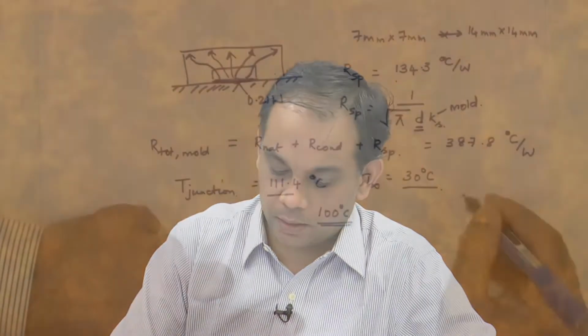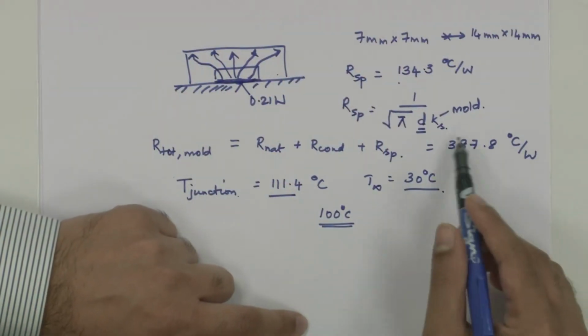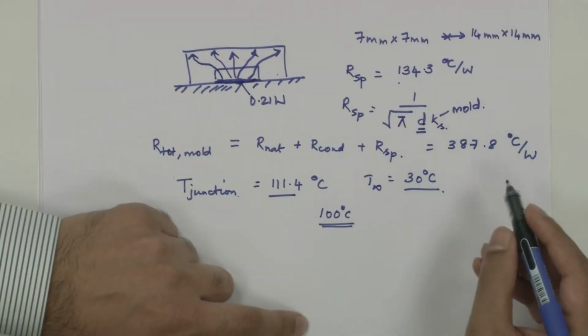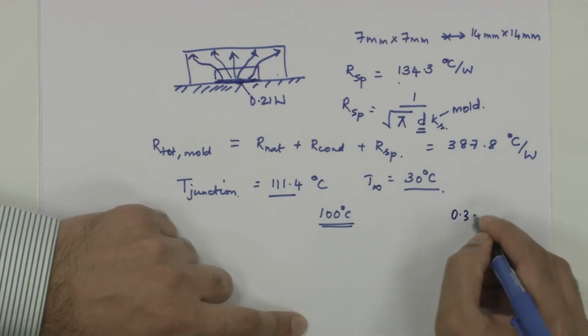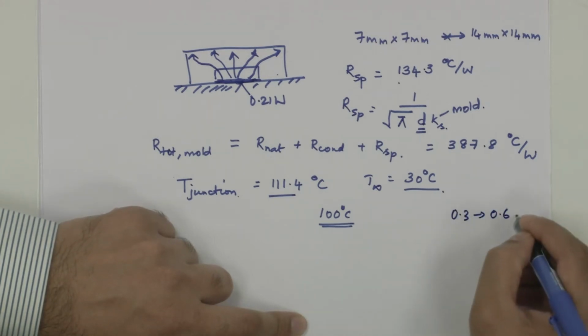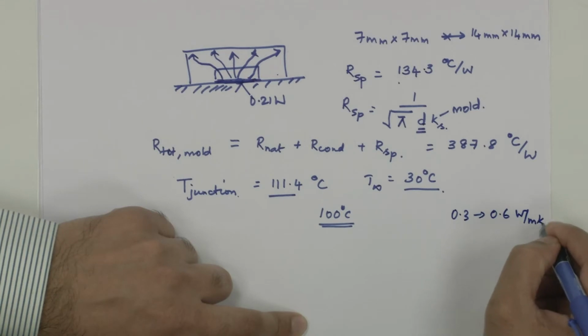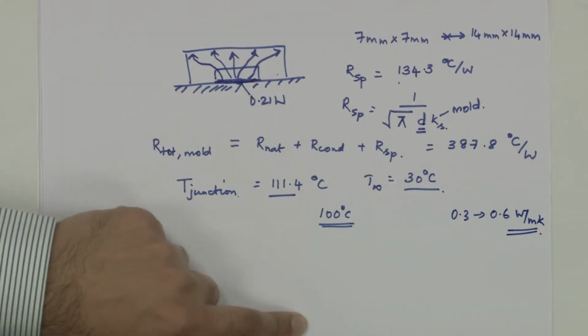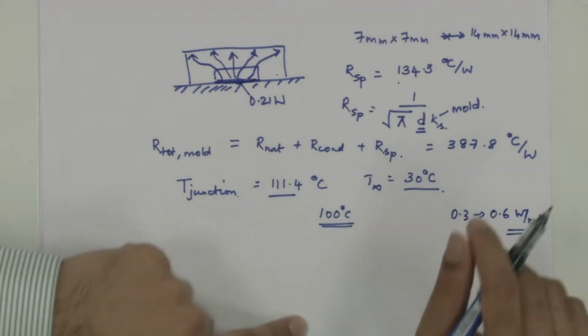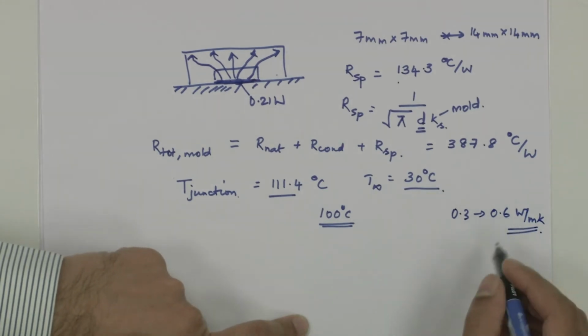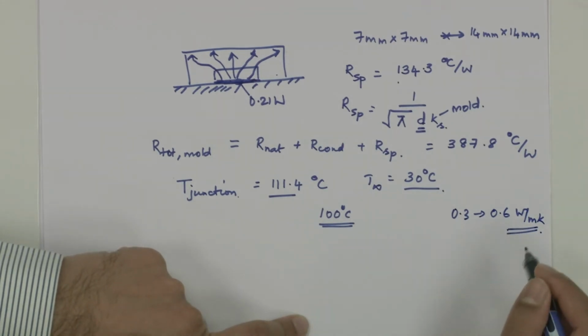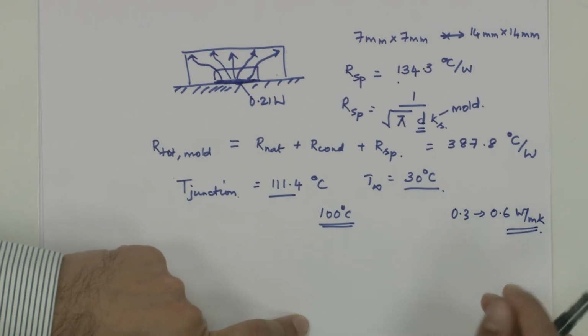As an outcome from this problem, when the mold thermal conductivity is increased from 0.3 to 0.6 watt per meter Kelvin, which we won't solve here, it is sufficient to bring the junction temperature for the same area ratios well below 100 degrees C.